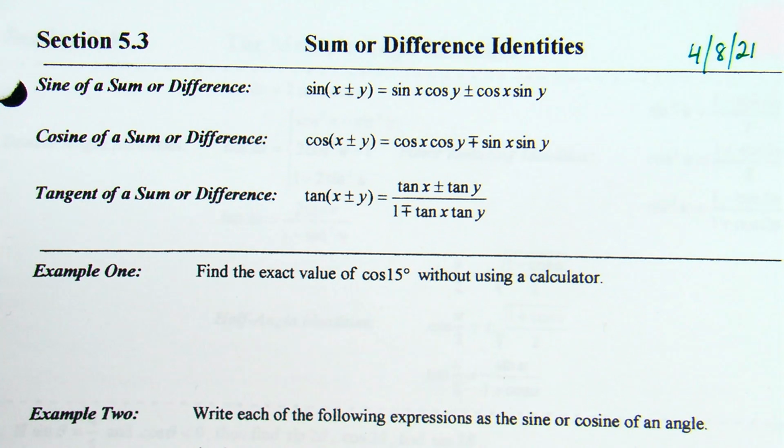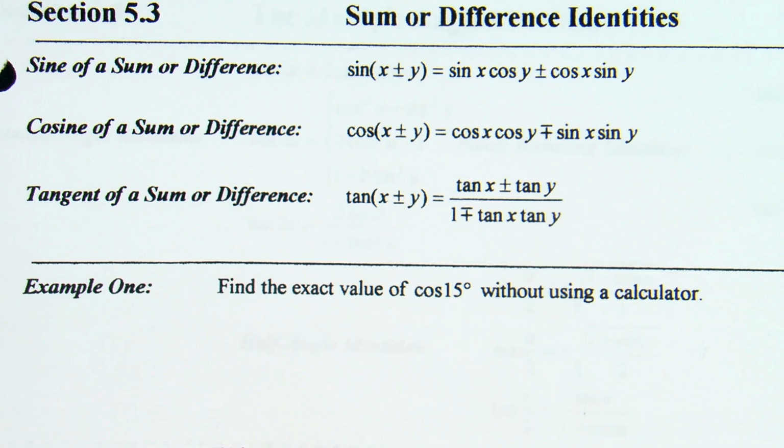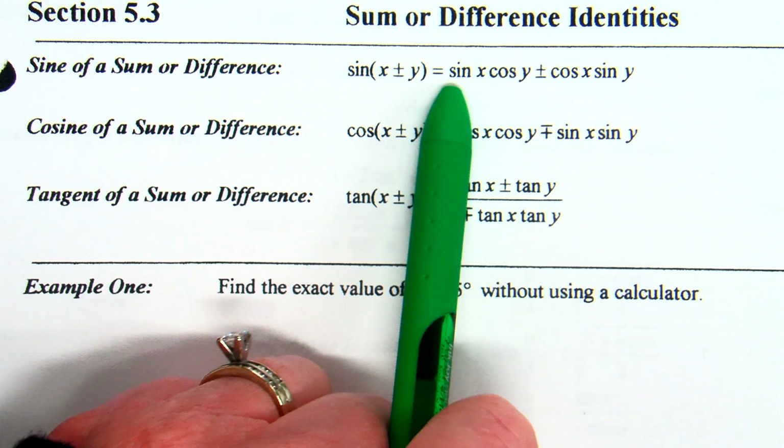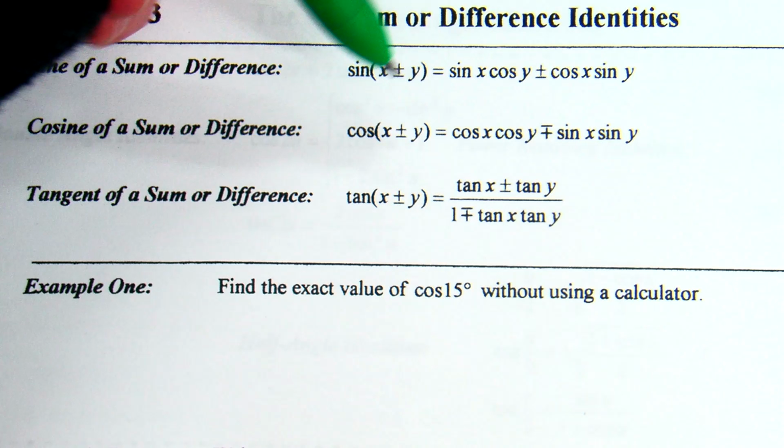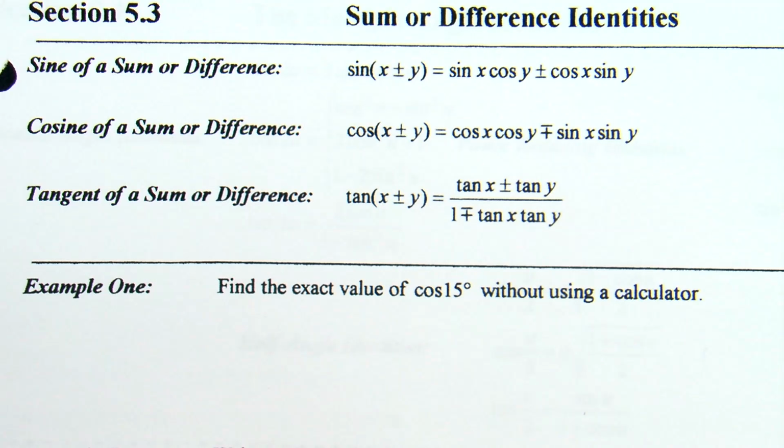As you look at sine of a sum or difference, notice it's sine of x plus or minus y. And then it's equal to sine of x cosine y plus or minus cosine x sine y. And so the idea here is that if you have a plus sign here, you're going to use a plus sign here. If you have a minus sign here, you're going to use a minus sign here.